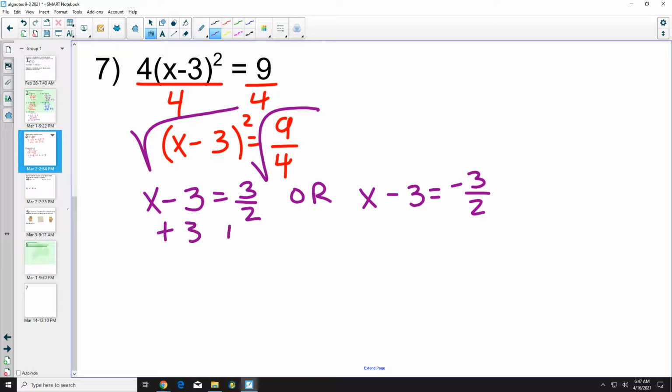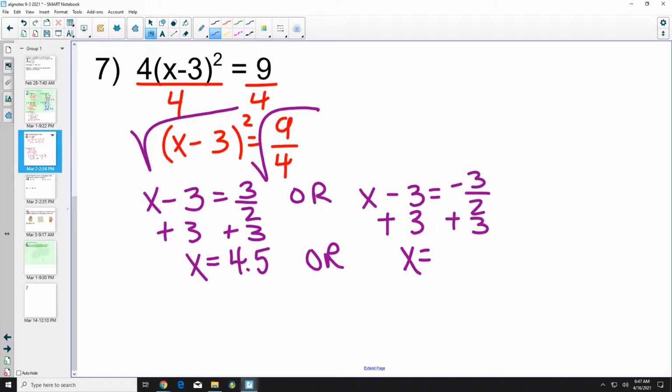Then you're just adding 3 to both sides to solve. So 3/2 is 1.5. 1.5 plus 3 would give me a 4.5. On the other equation, if I add 3, I'll have a negative 1.5 plus 3, which would be a positive 1.5.